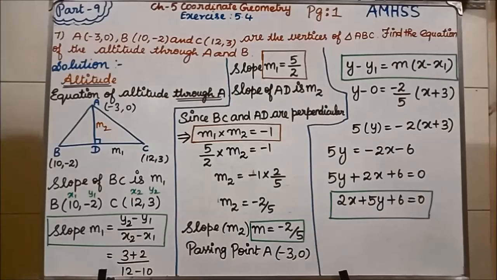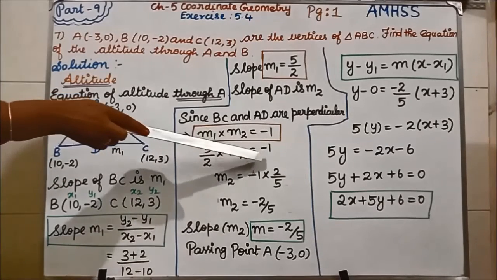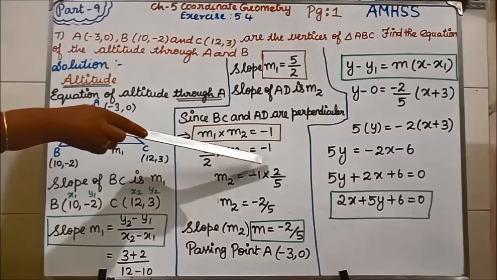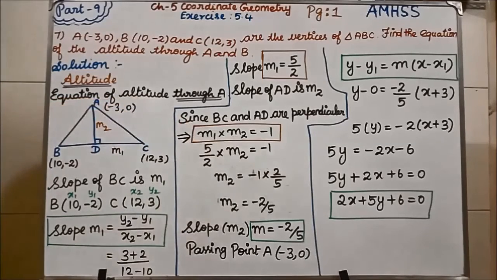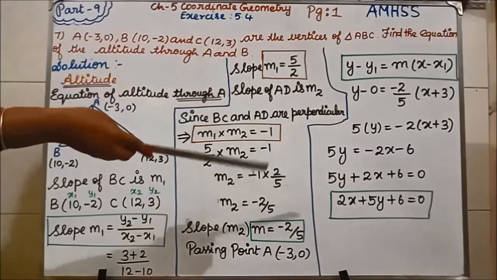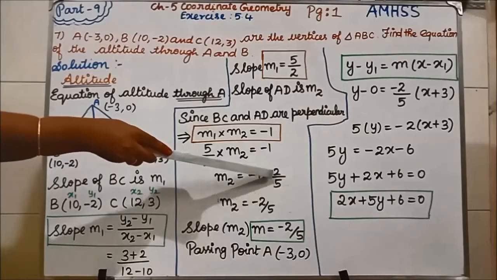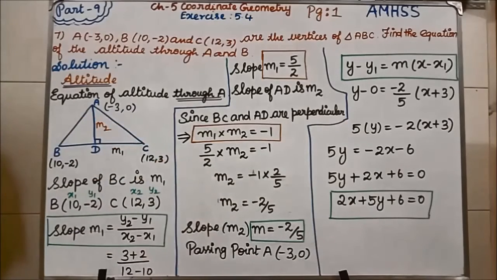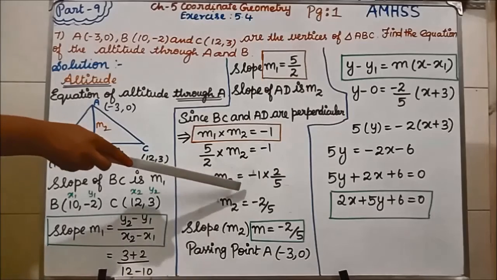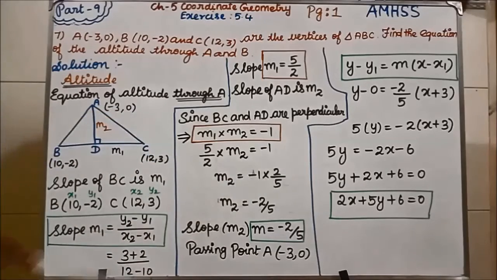The next step, M2 alone will be on the left hand side. This 5 by 2 will go in the divide form. So minus 1 divided by 5 by 2. For division, when another division is there, the denominator term becomes its reciprocal. So 5 by 2, if it goes that side, becomes reciprocal. So it will become 2 by 5. Clear students? So M2 is equal to minus 1 into 2, which is minus 2 divided by 5.